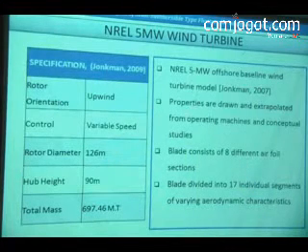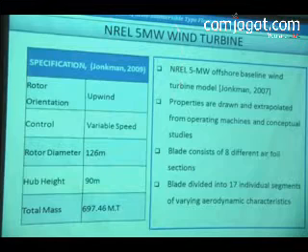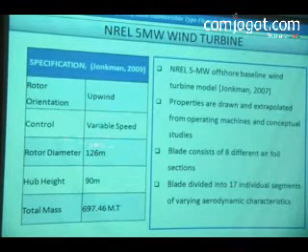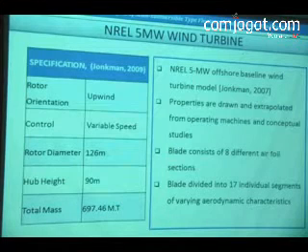Now the wind turbine we have considered is the NREL 5 megawatt wind turbine. It is not a real wind turbine but a concept. Its rotor orientation is upwind, variable speed, the diameter is 126 meters, the hub height is 92 meters, and the total mass is about 730 metric tons. That is the NREL wind turbine they have taken for designing this floater.